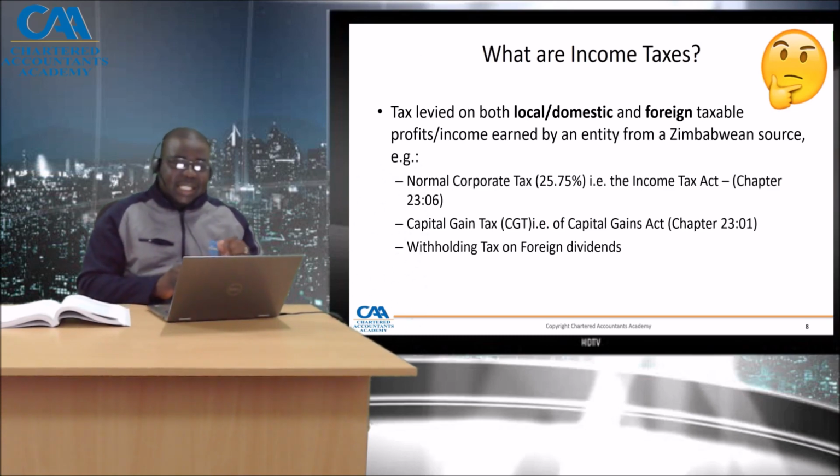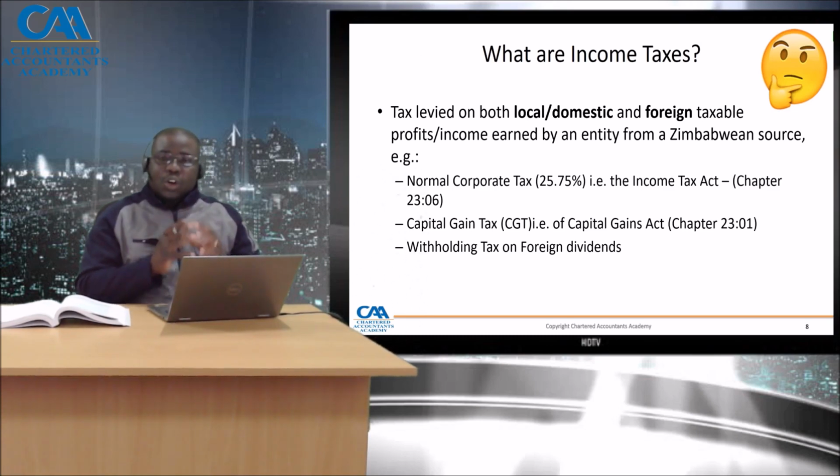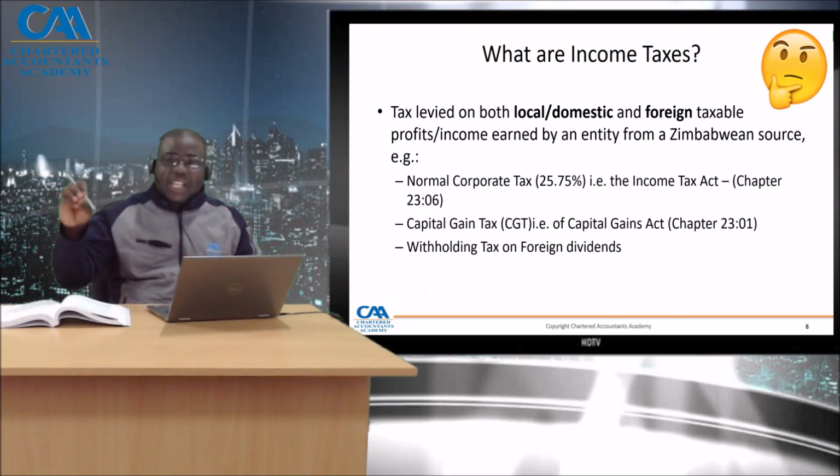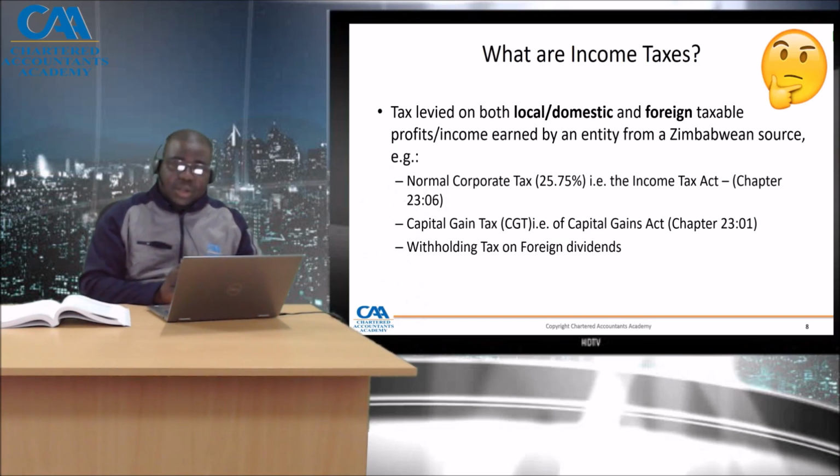The income tax for local income is prescribed in the Income Tax Act, whereas the income tax from foreign entities is prescribed in the country in which that income has been made, and the income tax allows an exemption to double taxation. So the connection would normally be on the double taxation.